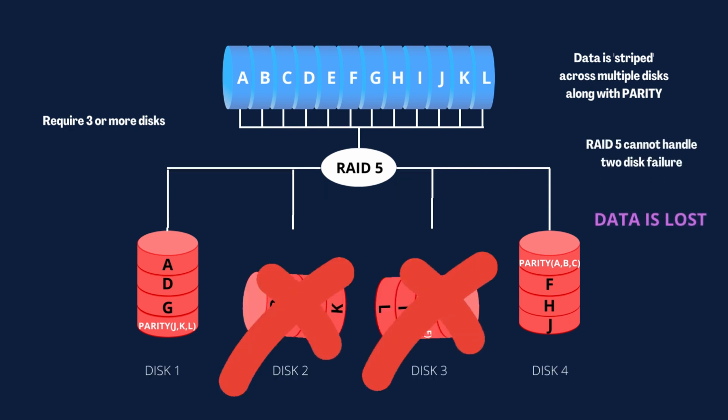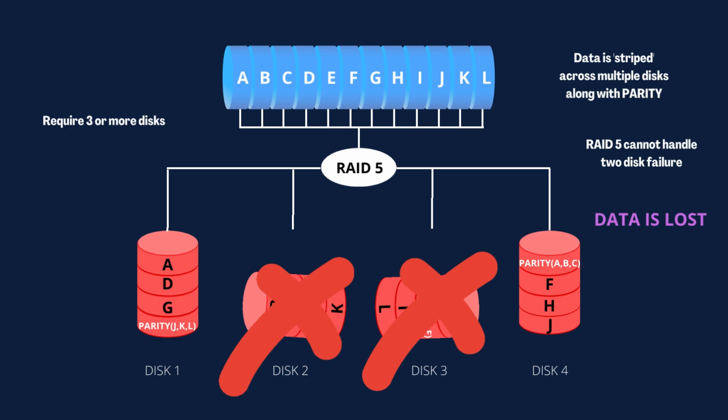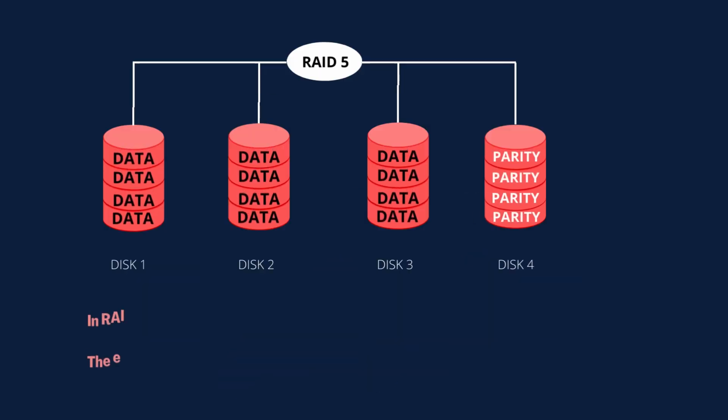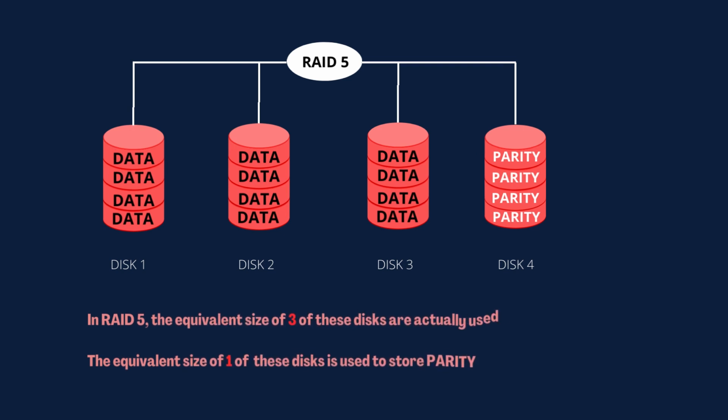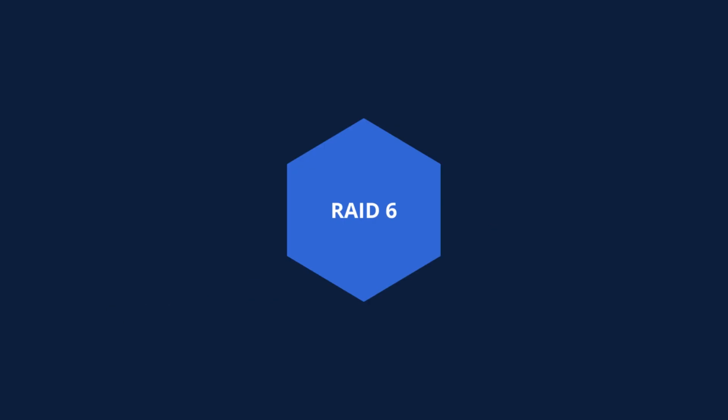However, in special situations where two disks fail at the same time in a RAID 5 setup, then all data would be lost as it is not designed to handle two disk failures at the same time. In RAID 5, the equivalent size of 3 of these disks is actually used to store data, and the equivalent size of one of these disks is used to store parity. RAID 5 performance is similar to RAID 0 for read and generally lower than a single disk for write.